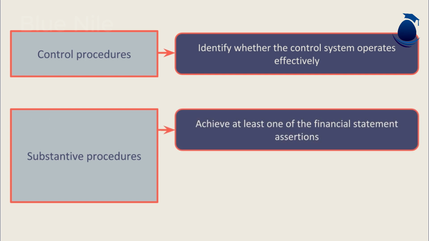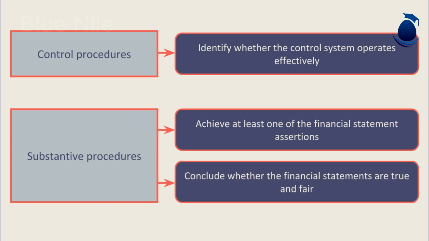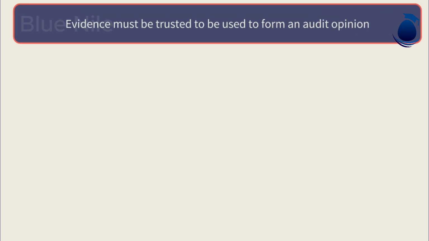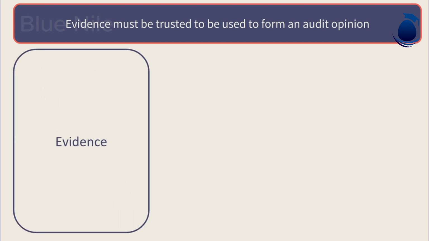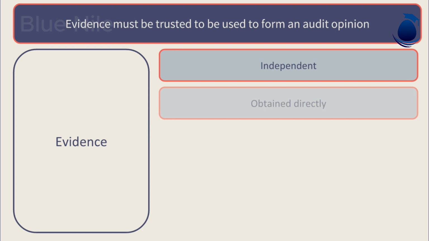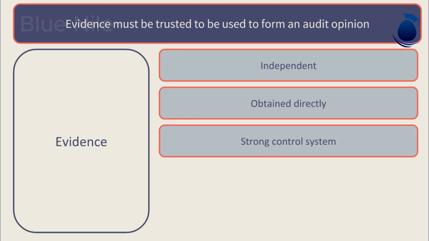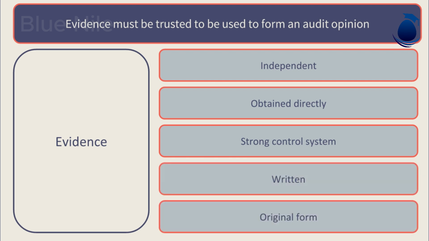Remember that these assertions help ensure the auditor can conclude whether the financial statements are true and fair. For evidence collected to be deemed reliable, it needs to be the best possible evidence that could be obtained in the circumstances. Evidence must be trusted so it can be used to form the audit opinion. Therefore, ideally, evidence should be independent, obtained directly by the auditor. If obtained from the client, then from a strong control system, written and in its original form.